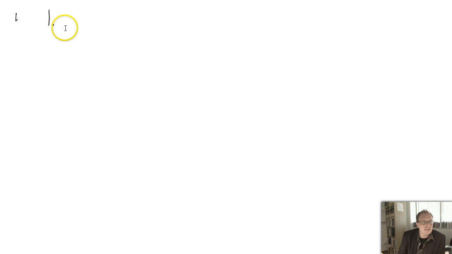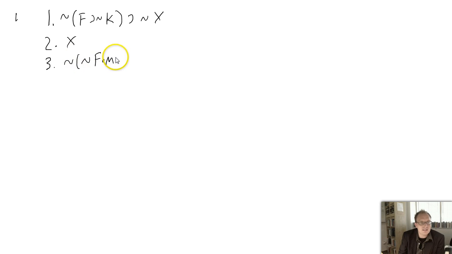Let me start off by writing out what the problem is. Again, I'm going to write each premise separately as a separate line. You had not, parentheses, F, then not K, therefore not X. The second premise here was you have X. The third premise is that it's not F and M. The fourth premise here is K. And the conclusion you're looking for, I'm going to write off to the side here so that it's clear, is not M or F.